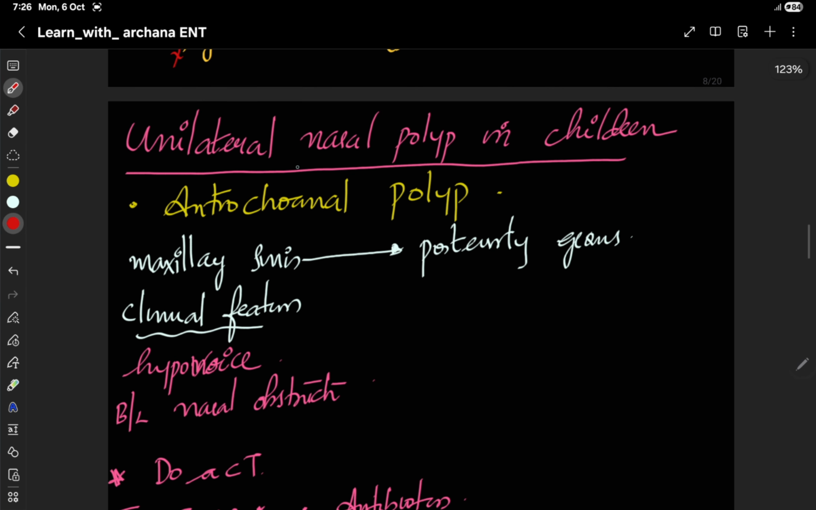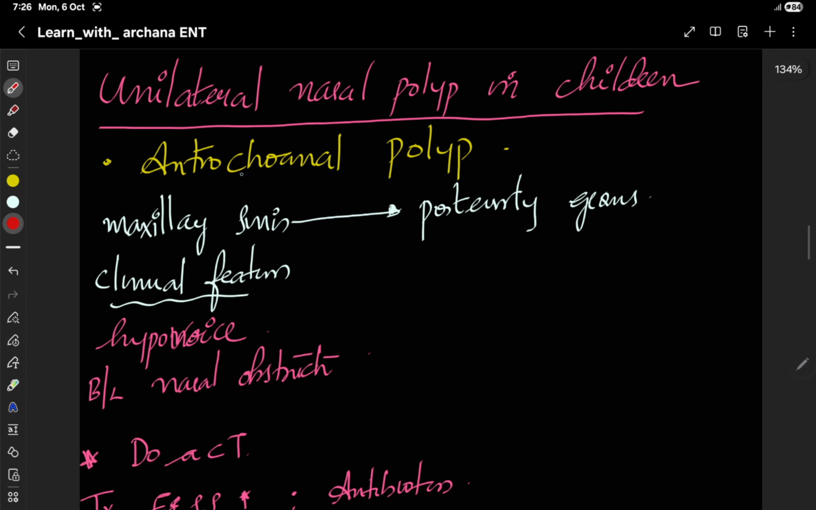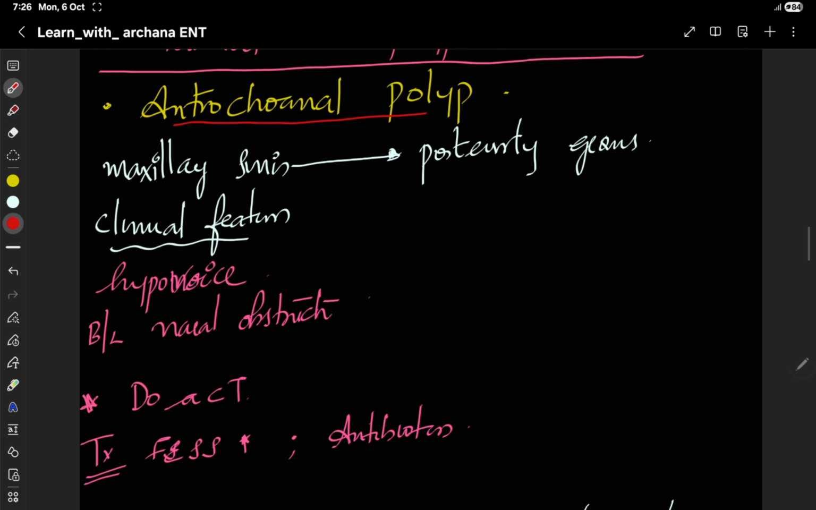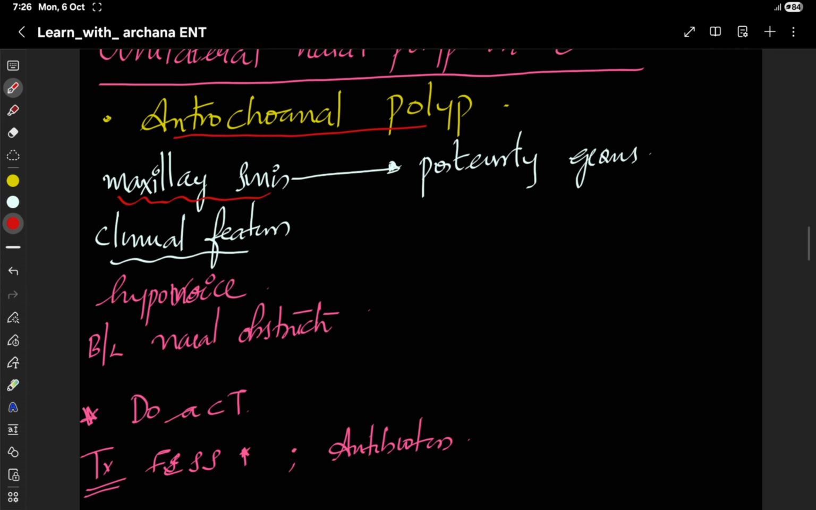Then what is the cause of unilateral nasal polyp in children? The most common cause of unilateral nasal polyp is antrochoanal polyp, and actually it is a growth from the maxillary sinus and it grows posteriorly, okay, into the choana. Okay, so there will be only unilateral involvement, right?